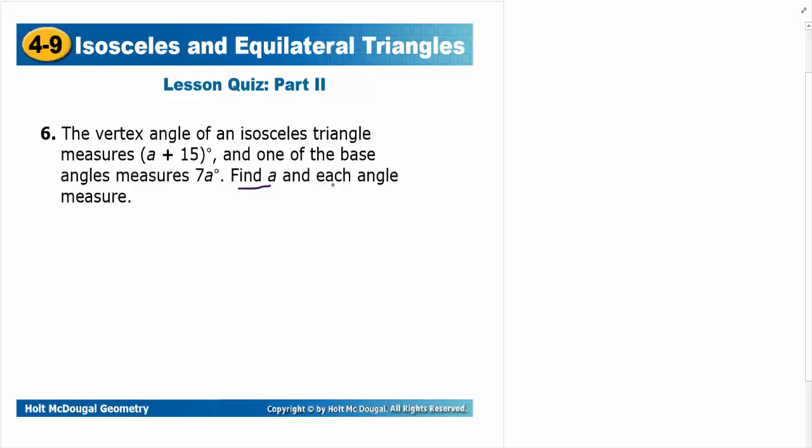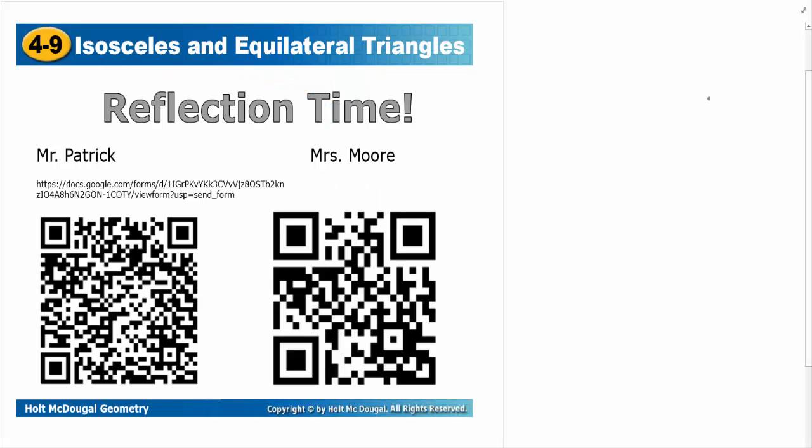And again, make sure you're answering the question. Like here, it says find A and each angle measure. Please find all the angle measures, please. Don't just stop at A. And then do your reflections, and I'll see you guys in class.